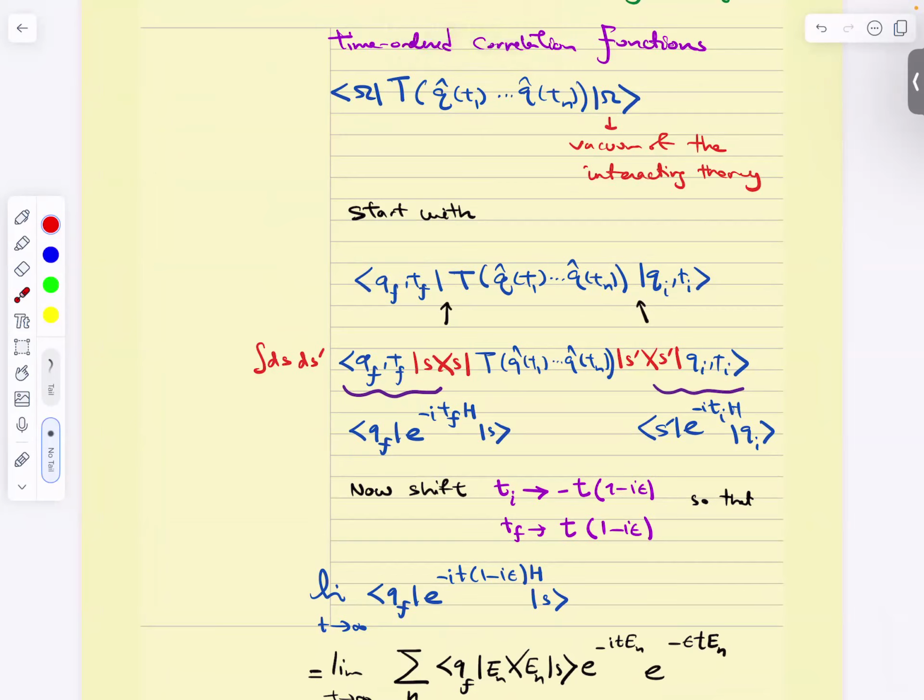Again, these are diagrams to guide, right? So this is some particular time t. You have the vacuum of the interacting theory, right?